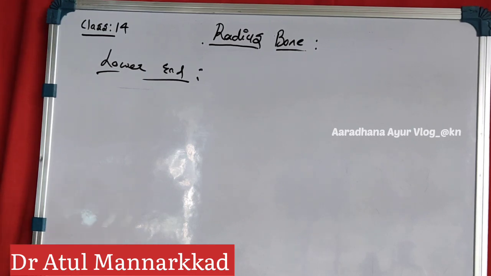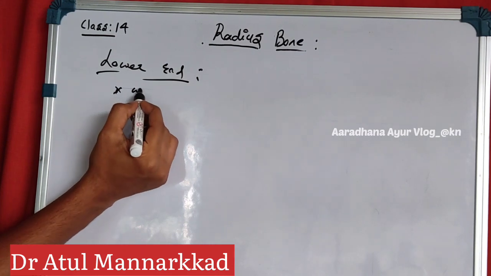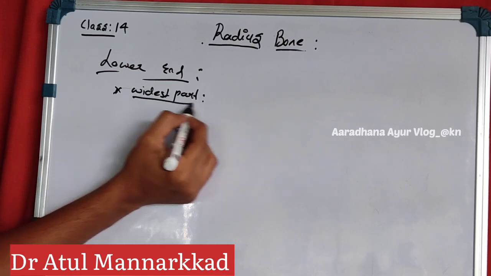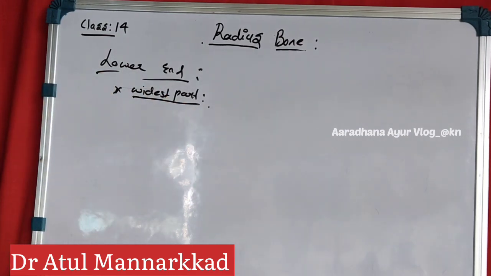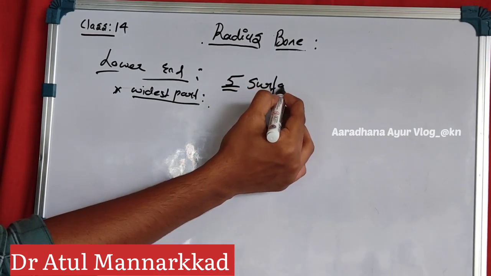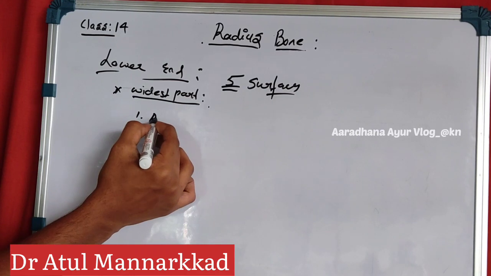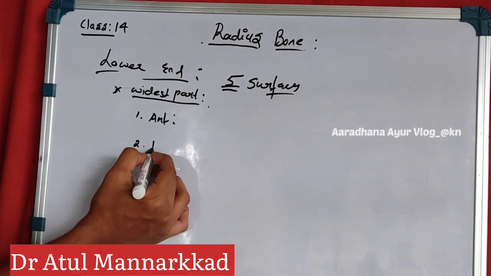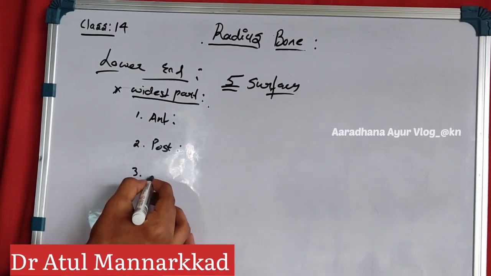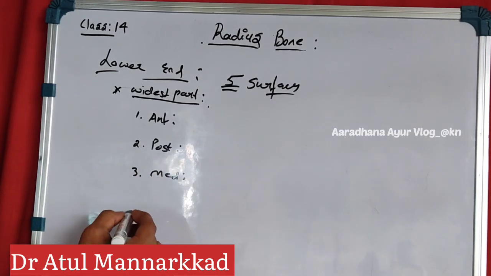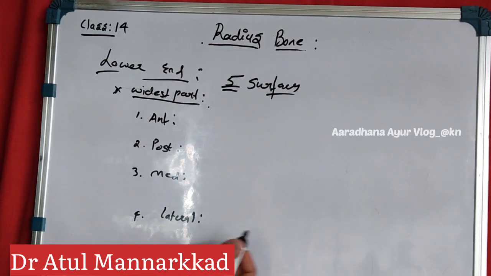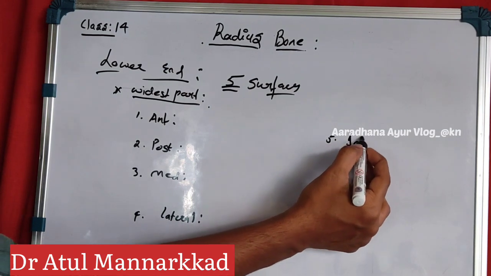The lower end is the widest part of this bone. So which is the widest part of the radius? The lower end of the radius. It has 5 surfaces, very easy: anterior, posterior, medial, lateral, and the fifth one is the inferior surface.